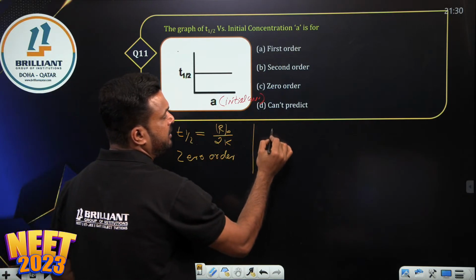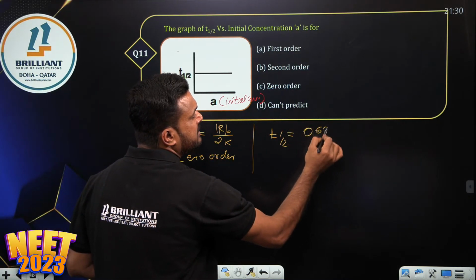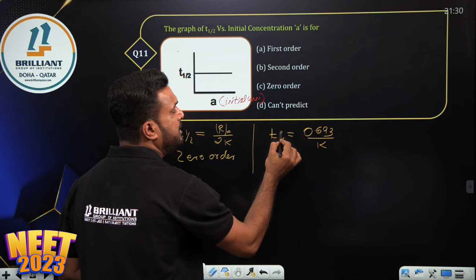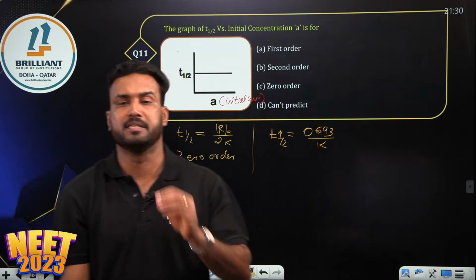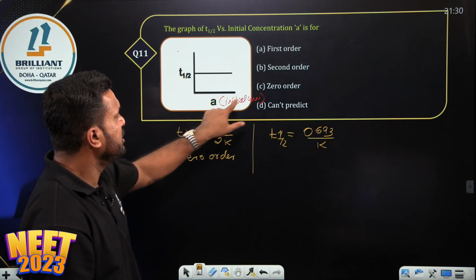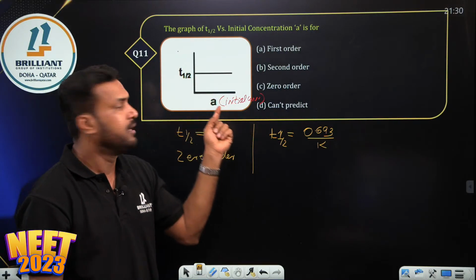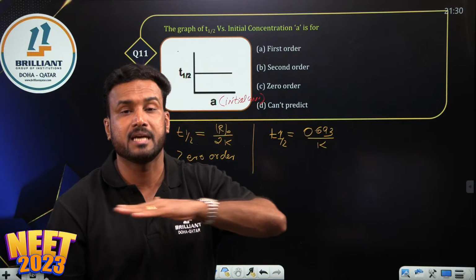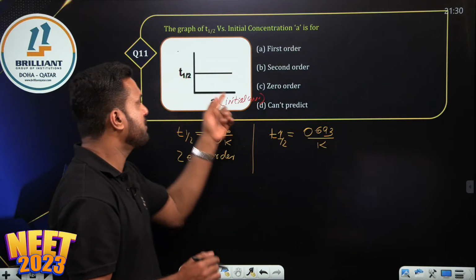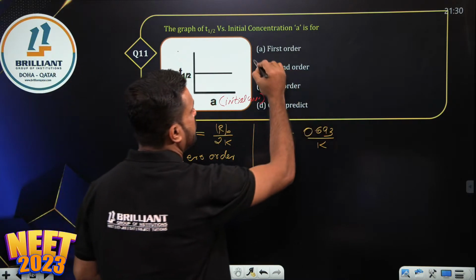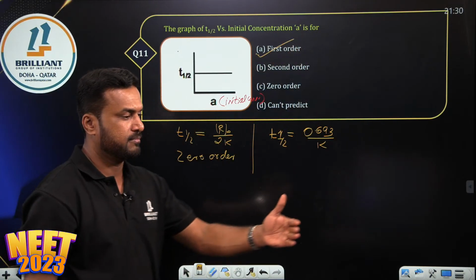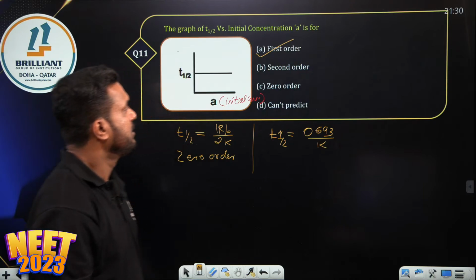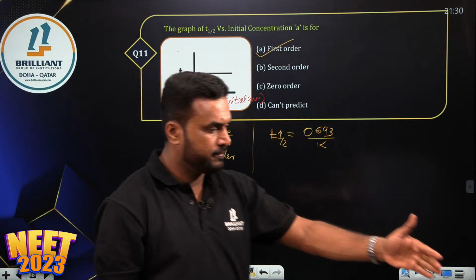But for first order, T half is equal to 0.693 divided by K, which means T half is independent of the initial concentration of reactant. Irrespective of the initial concentration, T half remains the same. So only in first order is T half independent of initial concentration. The correct answer is option A, first order. Yes, correct, A. Graph based questions you can also expect.